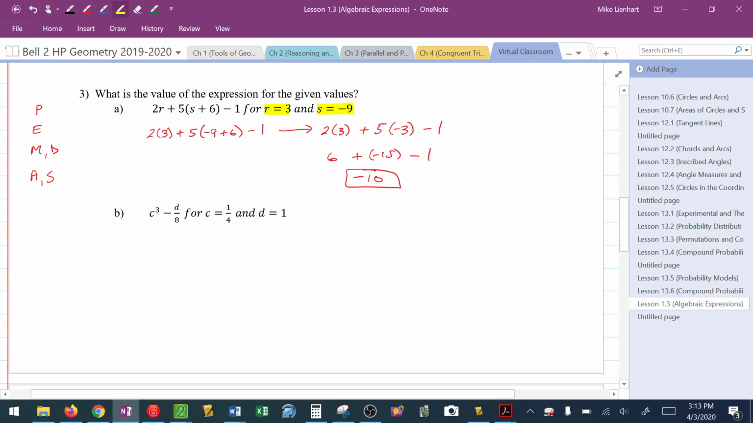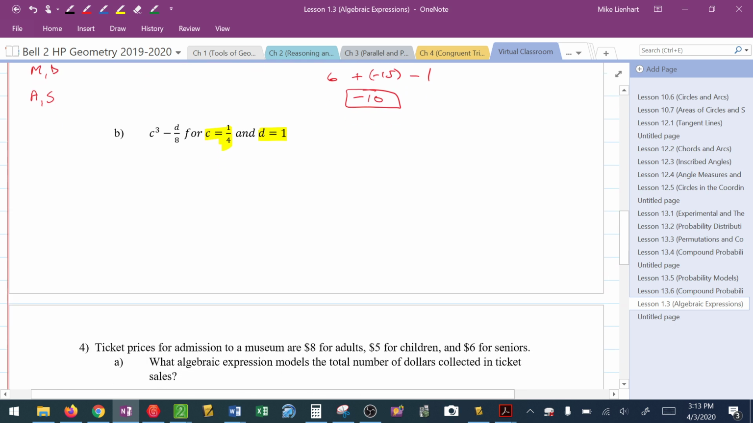Let's do the same thing for another expression. This time they tell me C is a fourth and D is 1. All right, I'm going to substitute them in. So I have 1/4 cubed minus 1 over 8. Now, in order to simplify this, the first thing I have to do by order of operations is cube 1/4.